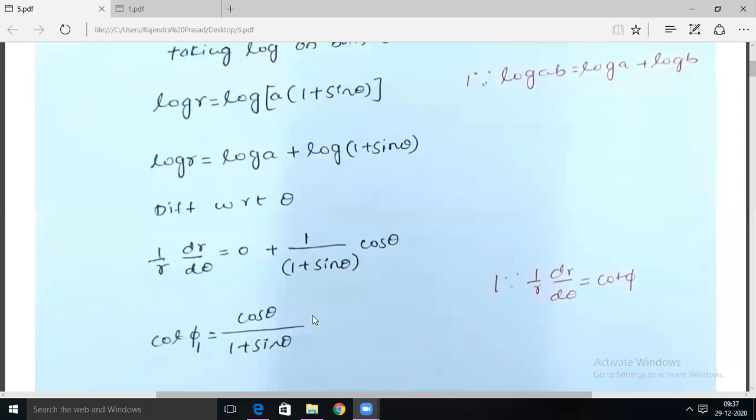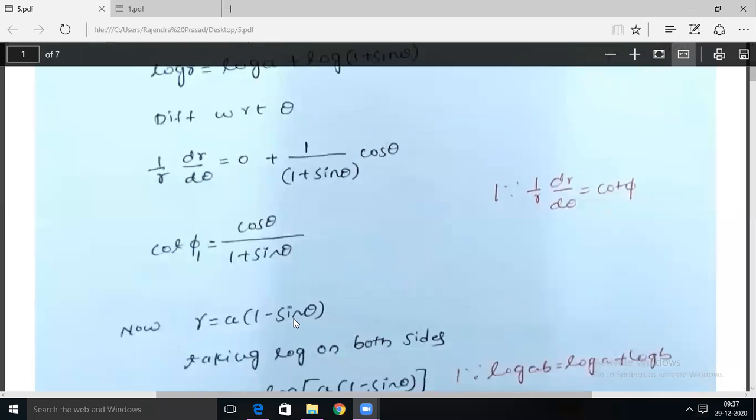So we are not getting this in explicit form here, right? φ1 is not available in explicit form, so let us keep it as it is: cot φ1 is equal to cos θ upon (1 + sin θ), right? It is very clear. We have to show that the two polar curves intersect orthogonally, nothing but φ1 minus φ2 is equal to π/2 should come for us. But we have here cot φ1 equal to cos θ upon (1 + sin θ). φ1 in explicit form we are not getting, right?